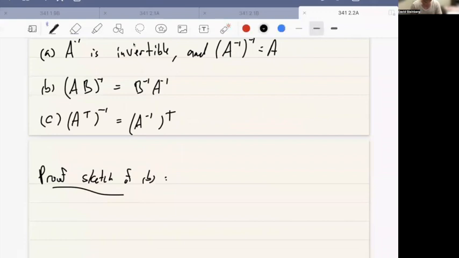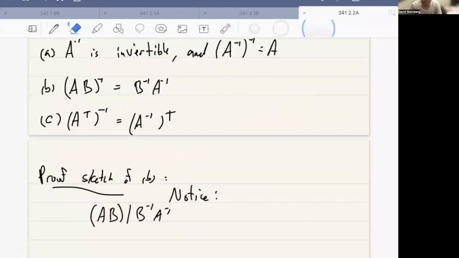So notice, if we multiply AB by B inverse A inverse, we know it's supposed to happen if these two are inverse to each other. What ought to happen is that we get back the identity matrix.